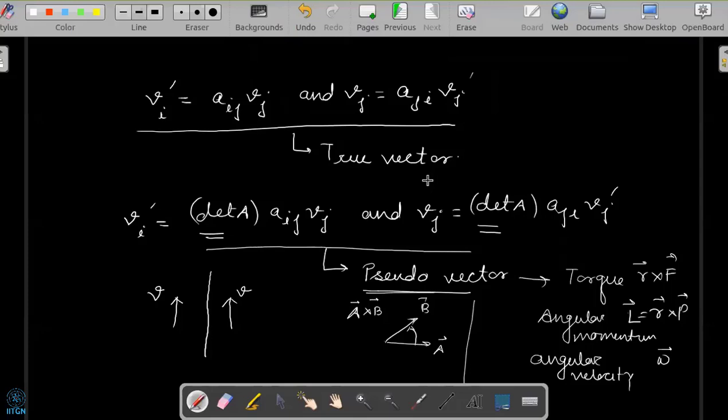Sir, in case the body is accelerating, we have read about pseudo forces. That pseudo force is actually a pseudo vector. Whenever you have non-accelerating motion, like circular motion, what happens?